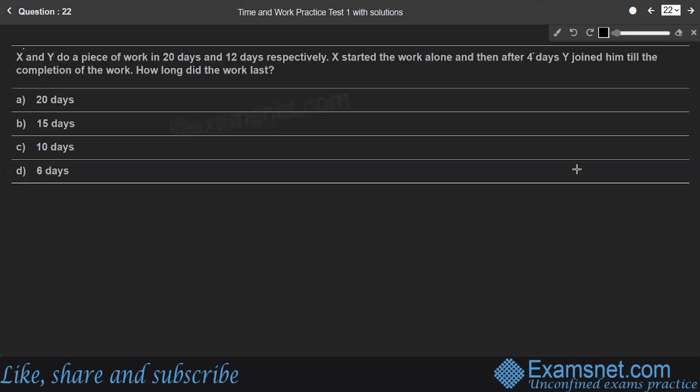Question 22. X and Y do a piece of work in 20 days and 12 days respectively. X started the work alone, and then after 4 days, Y joined him till the completion of the work. How long did the work last?